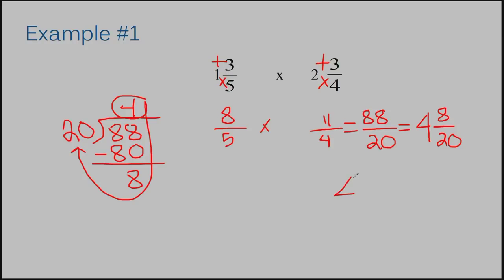The 4, my whole number, remains the same, but my 8 and my 20 can be simplified. 4 can go into both 8 and 20, so 8 divided by 4 is 2, and 20 divided by 4 is 5. My answer is 4 2/5. Let's move on to example number 2.